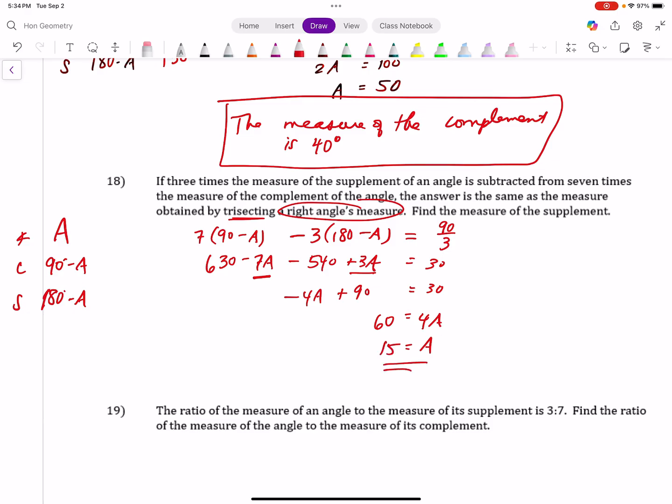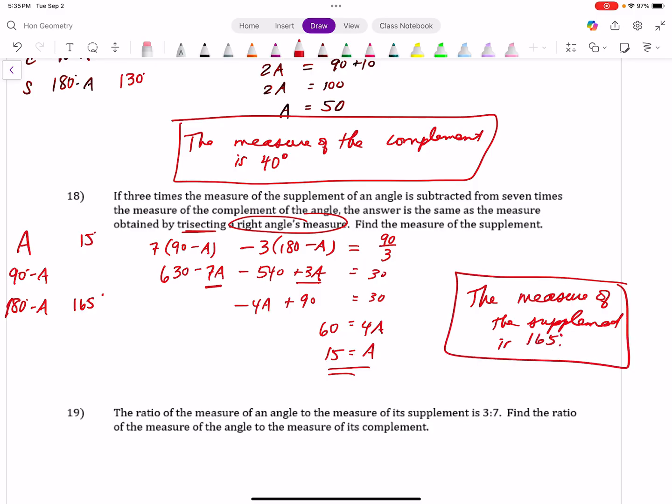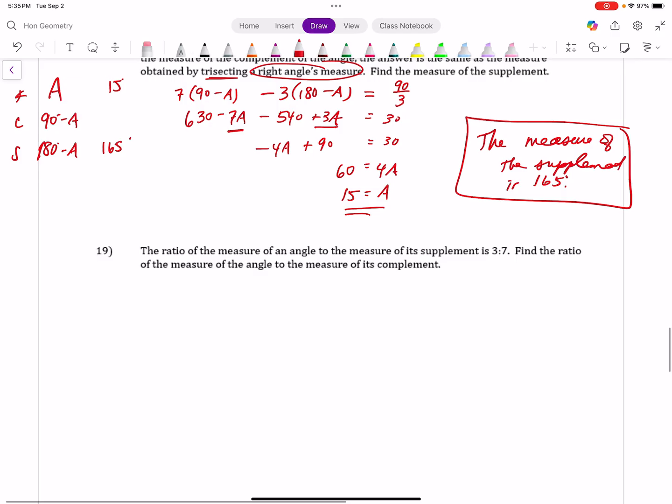It's going to be 50. Okay, what do they want to know? Find the measure of the supplement. So if the angle itself is 15 degrees, then its supplement is 165 degrees. So the measure of the supplement is 165 degrees.